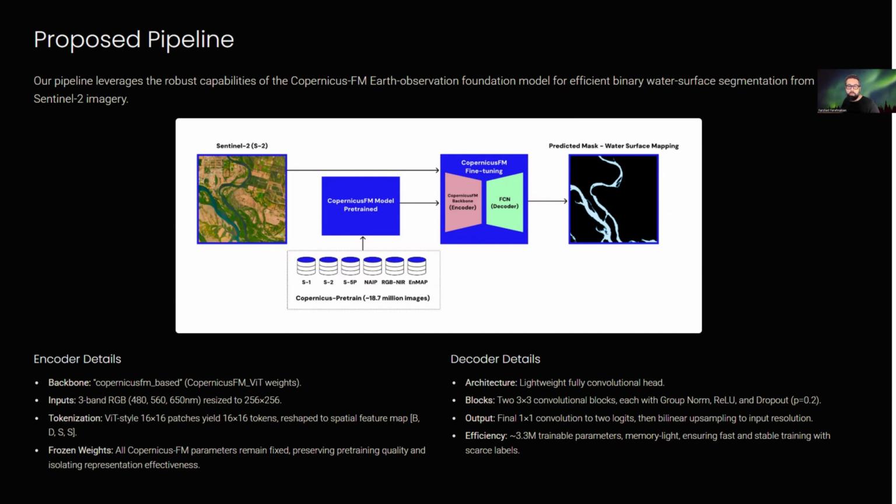We use the pre-trained Copernicus-FM as a frozen backbone or encoder, and we attach a lightweight fully convolutional network as a decoder. The encoder takes 3-band RGB Sentinel-2 inputs, and by freezing the backbone, we preserve the rich pre-training quality while only training a small decoder head. This means the model has only about 3.3 million trainable parameters, ensuring a light, fast, and stable training process.